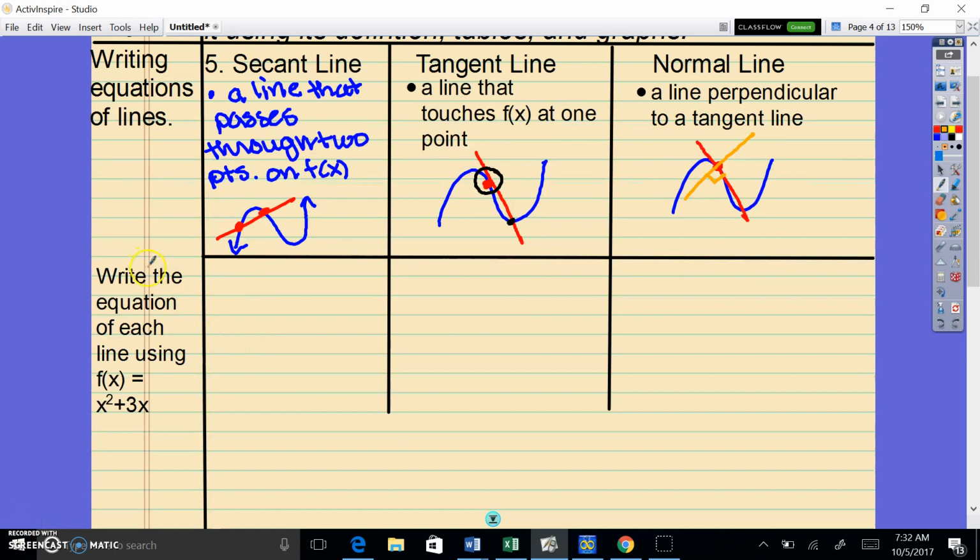Okay, so here are the instructions. Write the equation of each line using f of x equals x squared plus 3x. If you notice, this is the same function that we already did the derivative of previously. So we're going to be able to use that. So the first one, we're going to write the equation of the secant line through x equals -2 and 0. Those are the 2 points we want for the secant line.